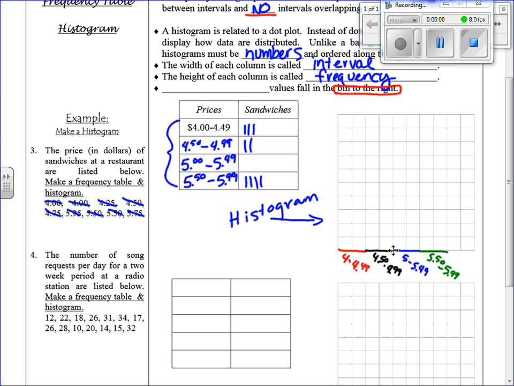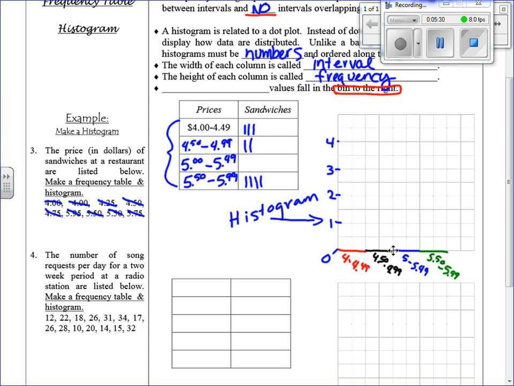All right. Now my y-axis is going to be the frequency that this data actually occurs. So I'm going to go ahead, since 4 is my maximum, I'll say 0 here. And I'm just going to go ahead and spread it out and say 1, 2, 3, and 4. Okay.